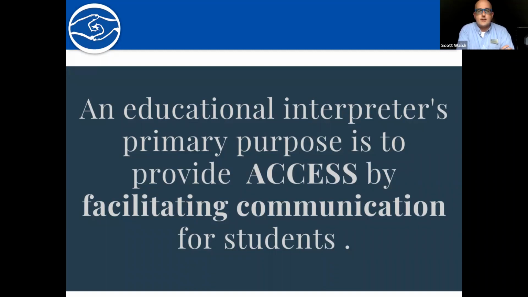Equitable access is the key, but what does equitable mean? Equitable means a child who relies on an interpreter has access to everything that a child who is hearing has access to. What does that mean for us? If we do not provide equitable access to the student's educational environment, we have infringed upon their rights to a free and appropriate public education in their least restrictive environment in accordance with IDEA.